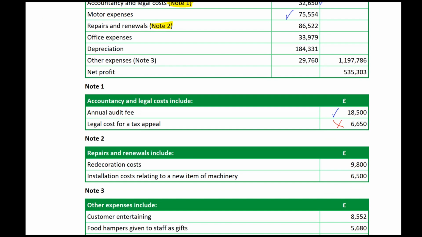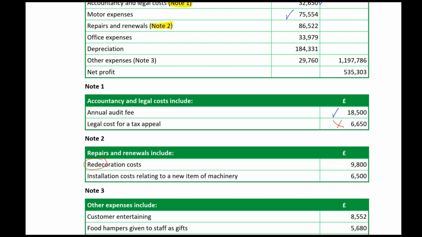Redecoration costs. Redecoration implies you've decorated before, you're just decorating again. This is just a regular repair and renewal. Nothing special, nothing unique about that. It's not in any way improving the earnings capacity of our building.